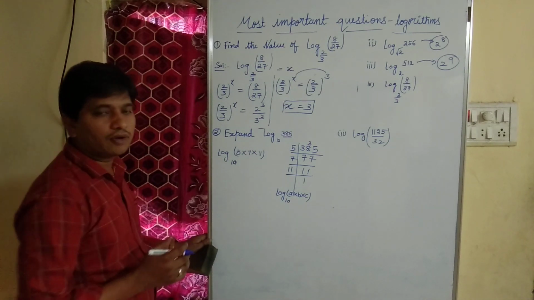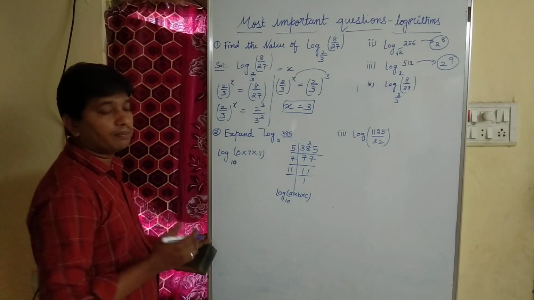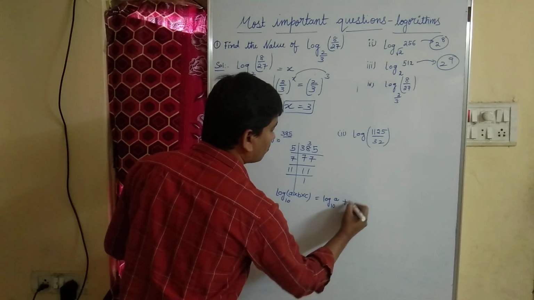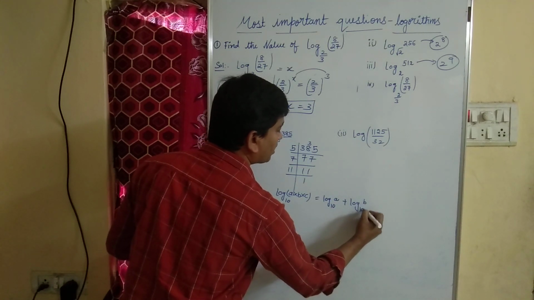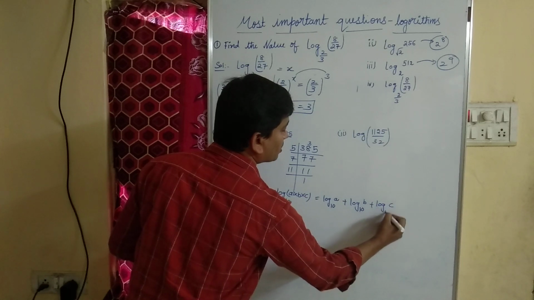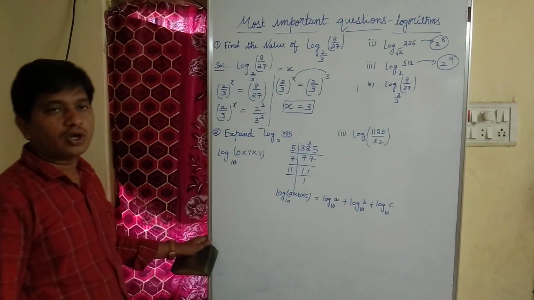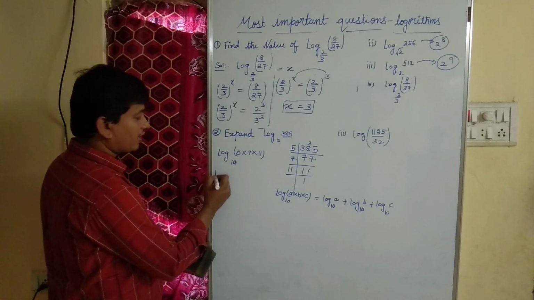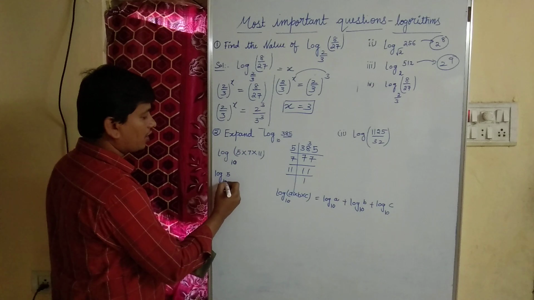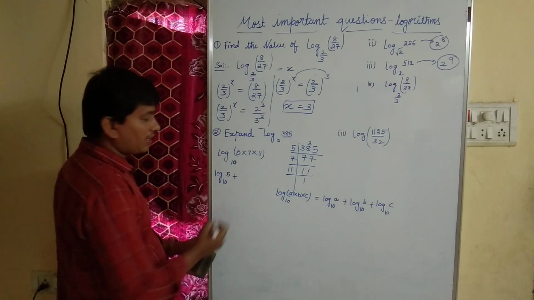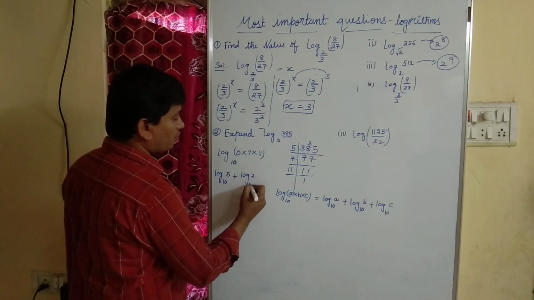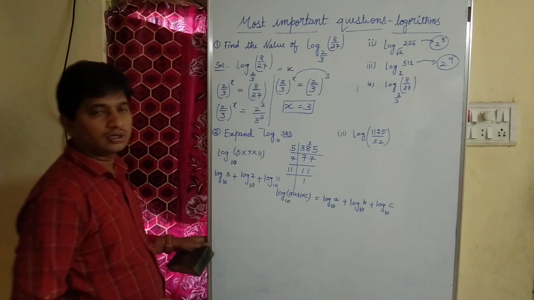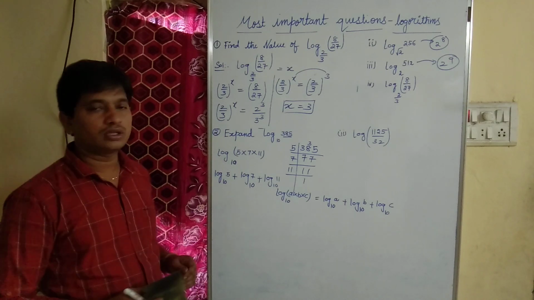So what is the formula of log a into b into c to the base 10? I can write as log a to the base 10 plus log b to the base 10 plus log c to the base 10. What is the formula of log abc? Log a plus log b plus log c. So I can write as log 5 to the base 10 plus log 7 to the base 10 plus log 11 to the base 10. In this way we can expand logarithms.